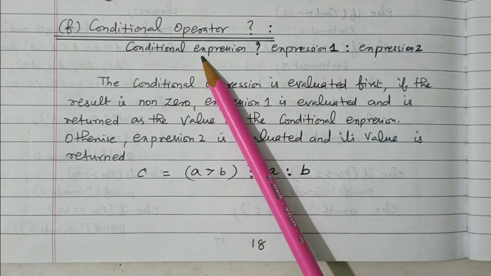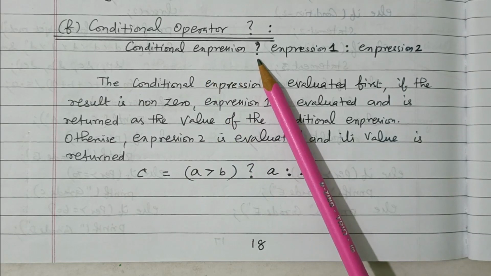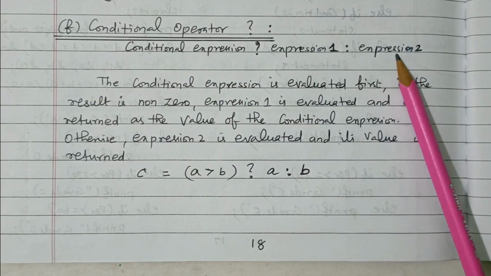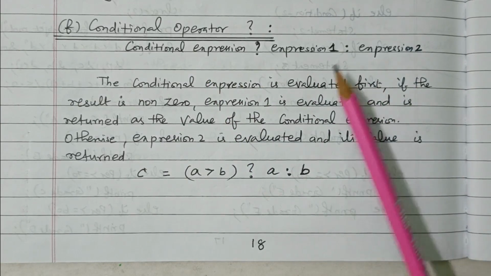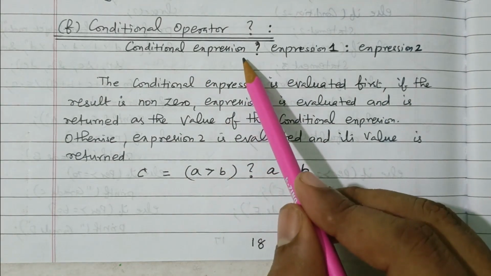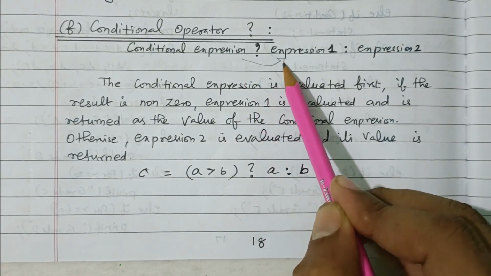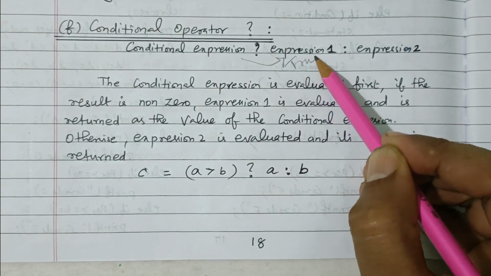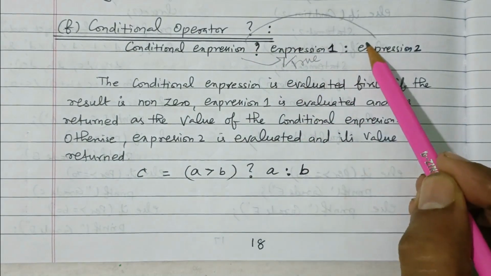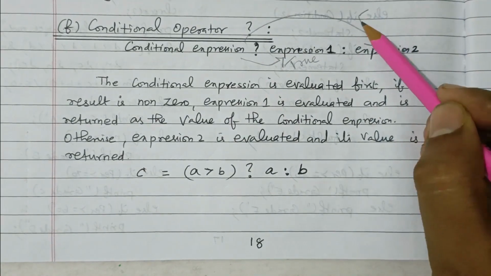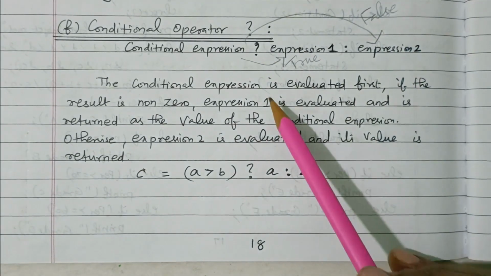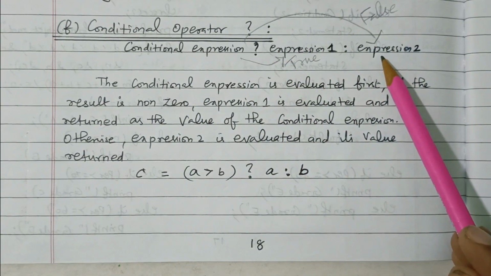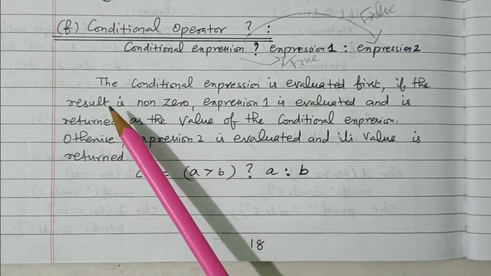So the conditional expression is separated by the question mark. Expression 1 and 2, the true statement and false statement, are separated by colon. If the condition is true, expression 1 will be executed for the true value. If the condition is false, it will execute the second statement for the false value. For true, expression 1 will be executed; for false, expression 2 will be executed. So that is the description.